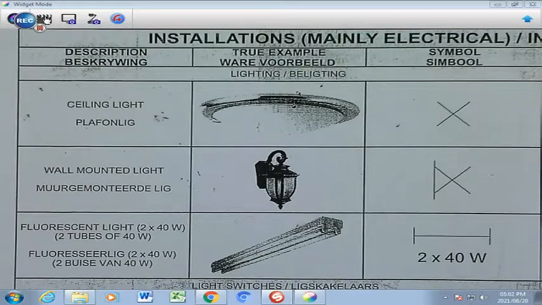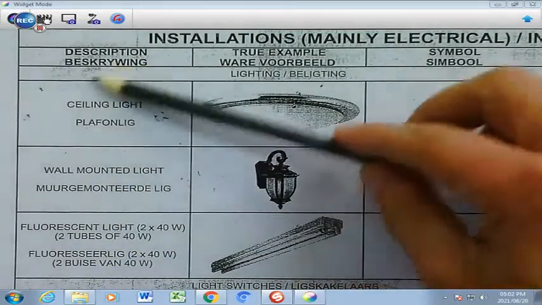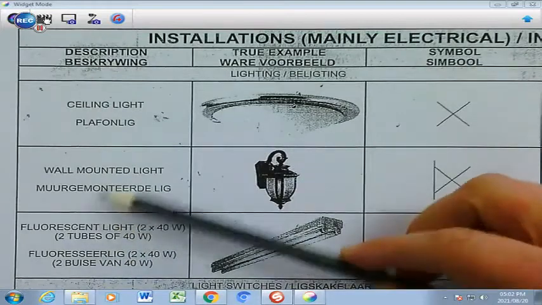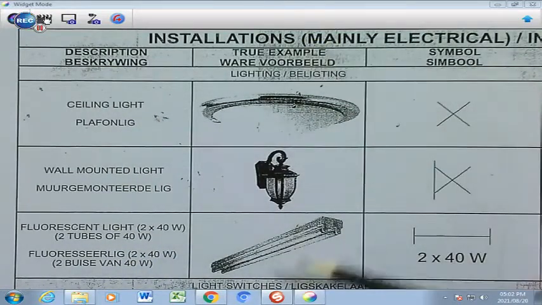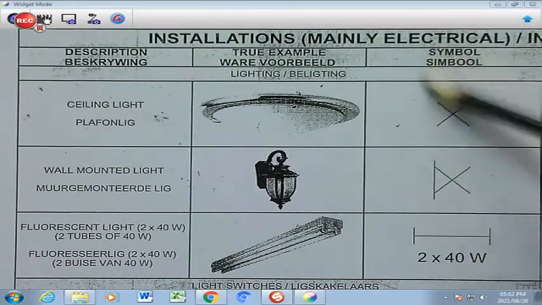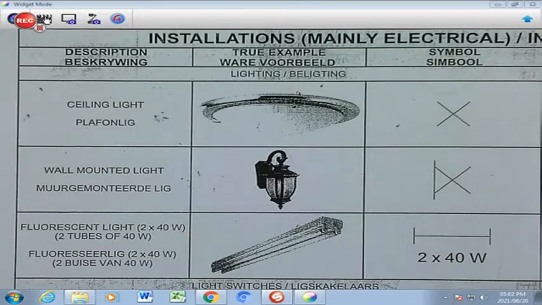Alright, grade 10s, we are now going to look at the electrical installations inside your house which you are going to design and which you are going to be working with. So let us start with our first column, which is basically a description. The second column is the actual true example, and then this column here, which is the symbol, that is the column you need to know.